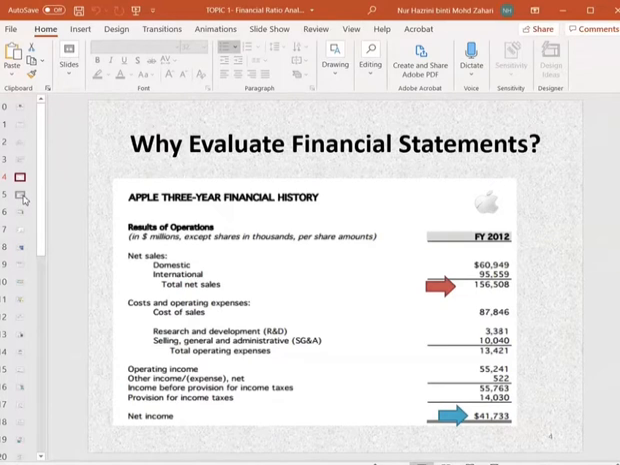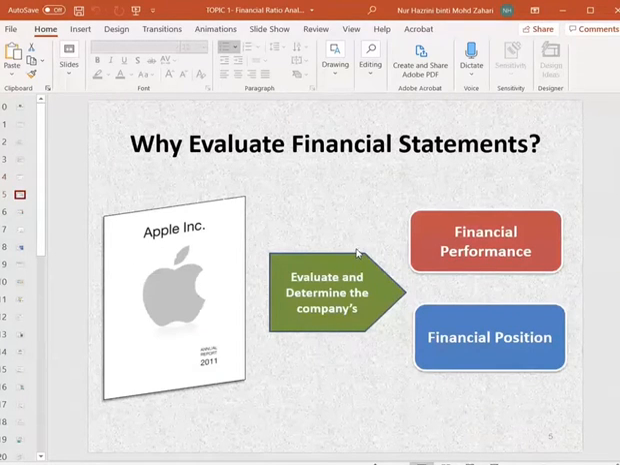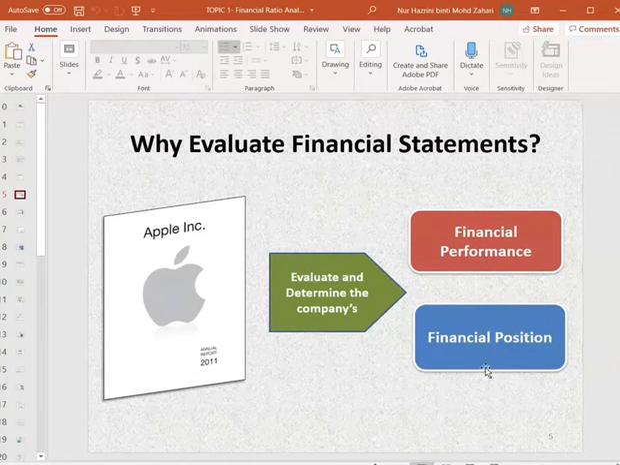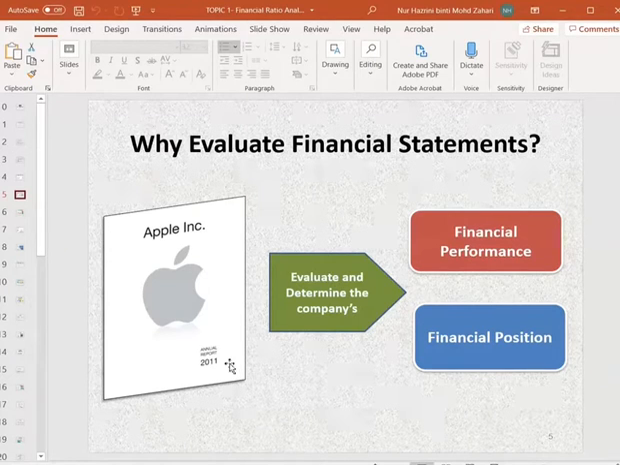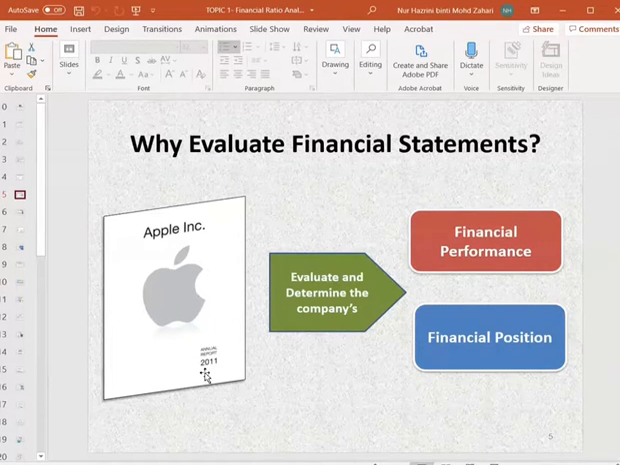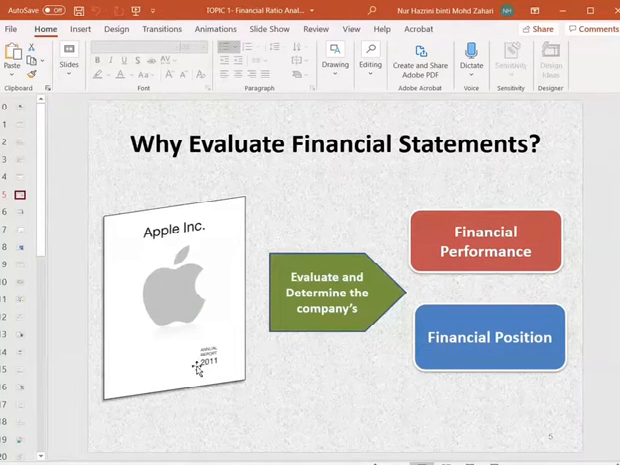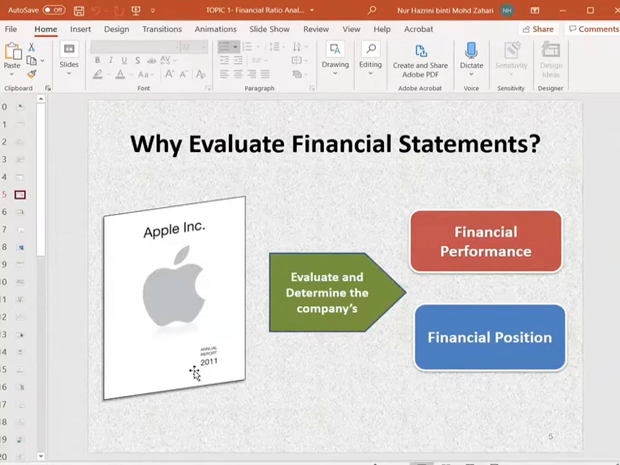Okay, so we evaluate the financial statement to determine the financial performance and financial position of the company. So we need the annual report. Basically, the annual report is needed because we want the financial statements only. We want the income statement and the balance sheet of the company. Those are the financial information that we want to analyze.